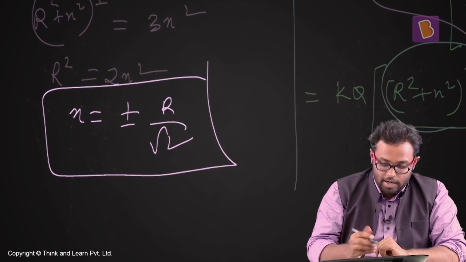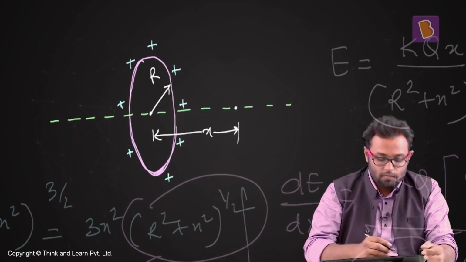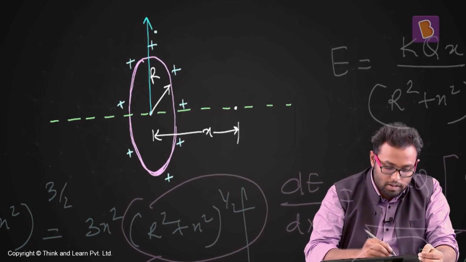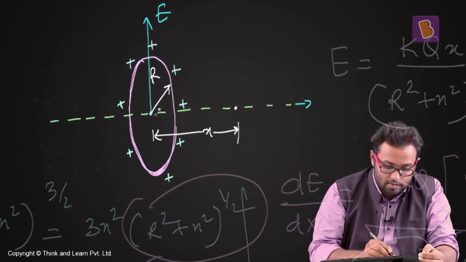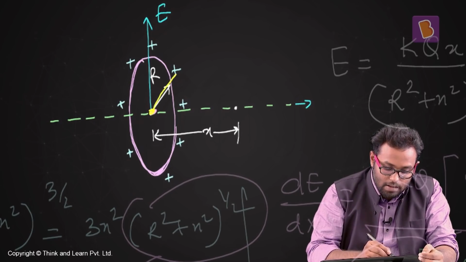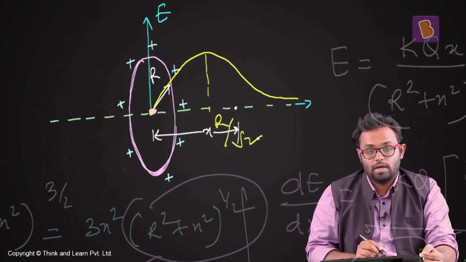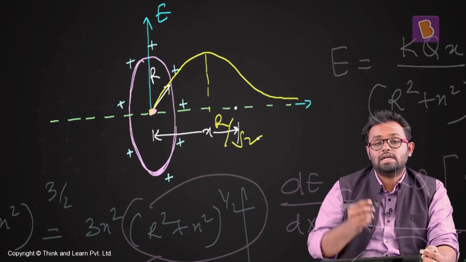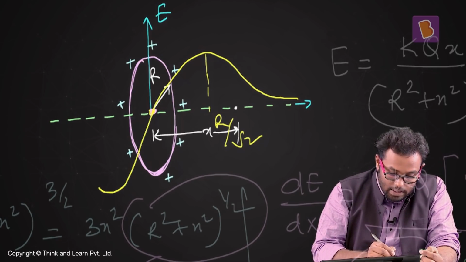What does that mean? It means that when you have this ring, and if I want to draw the electric field versus position graph, if this is the electric field and this is the position, I'll get a graph like this. Here the electric field is 0, then the electric field peaks and then again goes to 0. The point where it peaks is the point r by root 2. But on the other end, the electric field is in the opposite direction, so it goes like this and then goes back to 0.